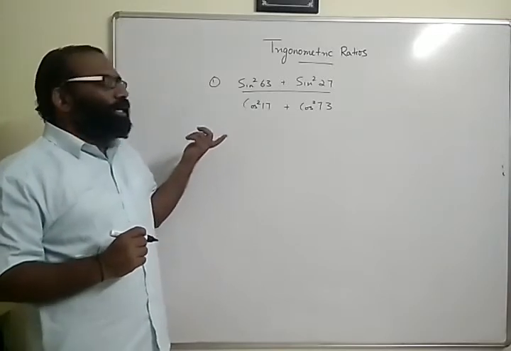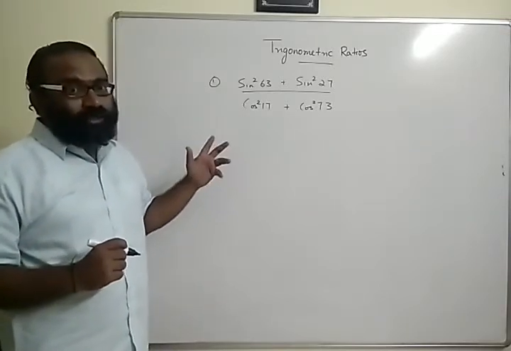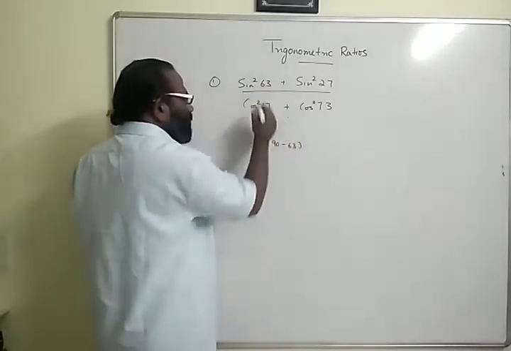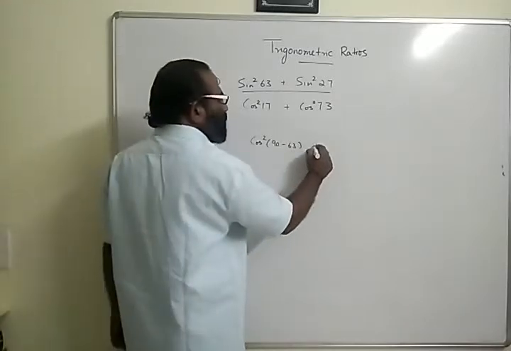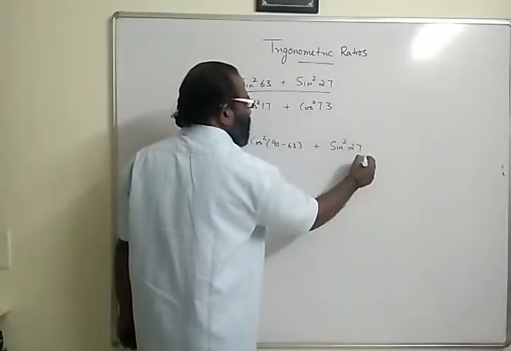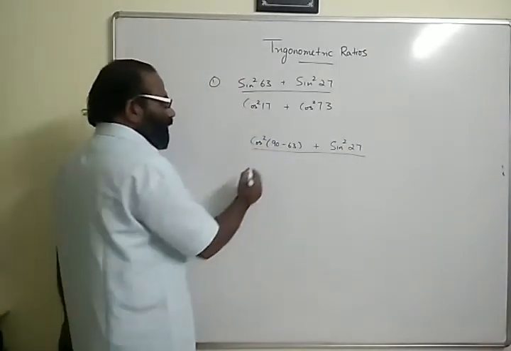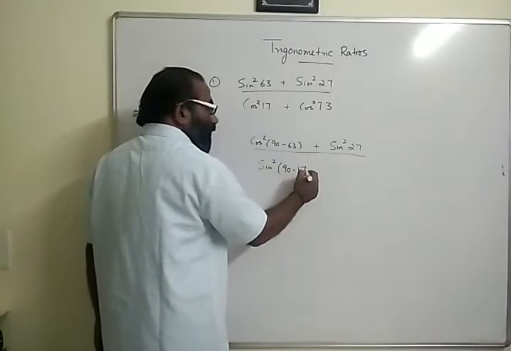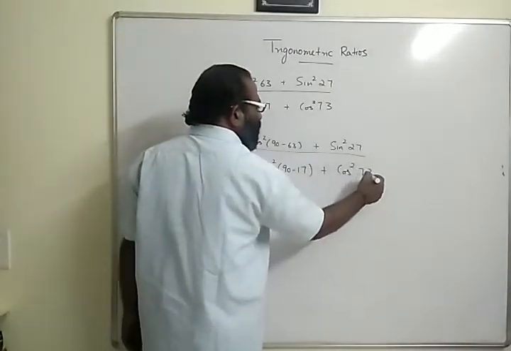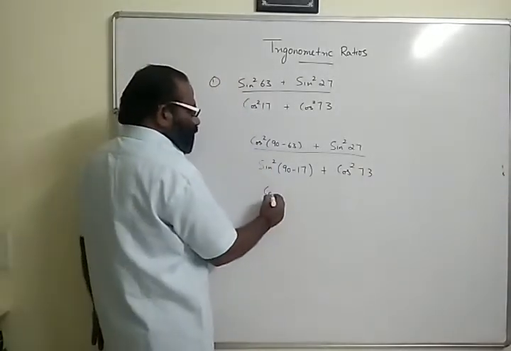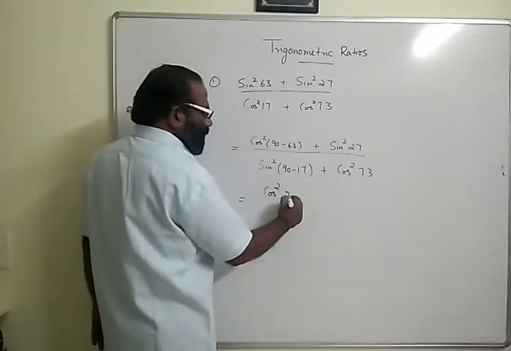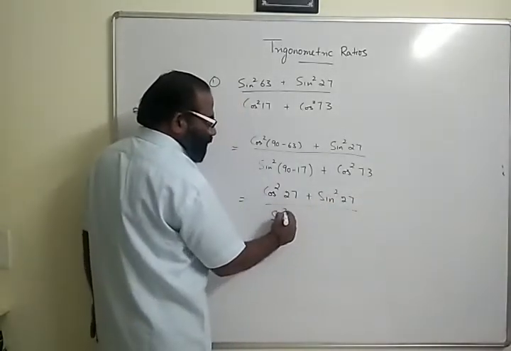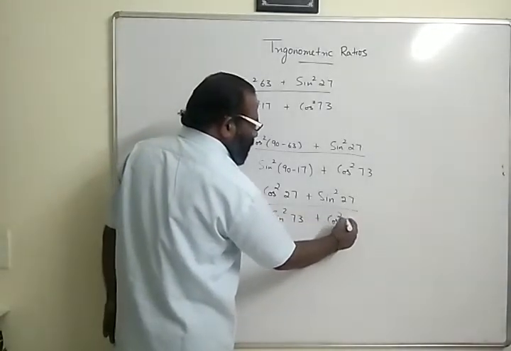What is sine 63? Can I write it in terms of cos? Yes, that is cos 90 minus 63. So let's write it as cos 90 minus 63, and since it is a square, it will be cos square 27 plus sine square 27. In the denominator, cos square 17 can be written as sine square 90 minus 17, plus cos square 73. So we get (cos square 27 plus sine square 27) by (sine square 73 plus cos square 73).